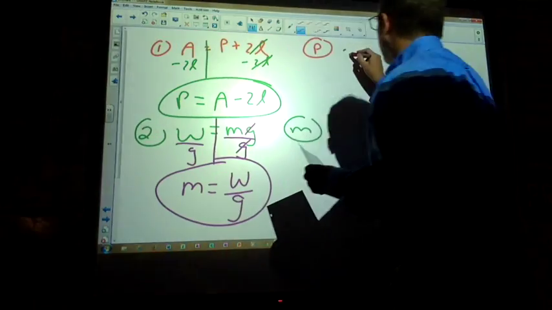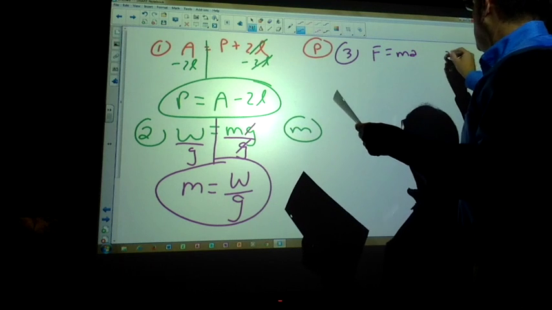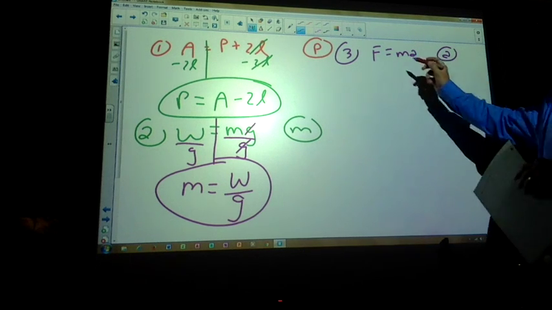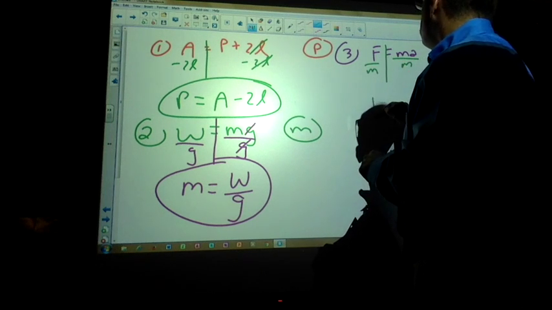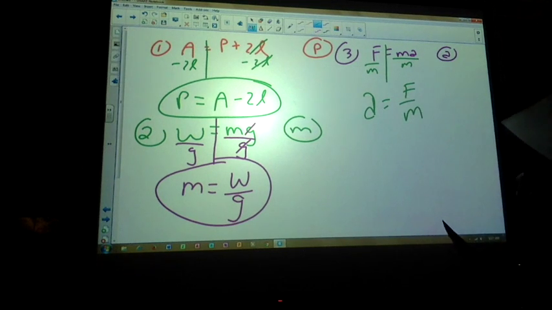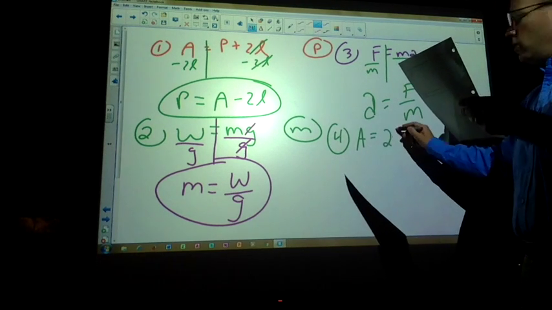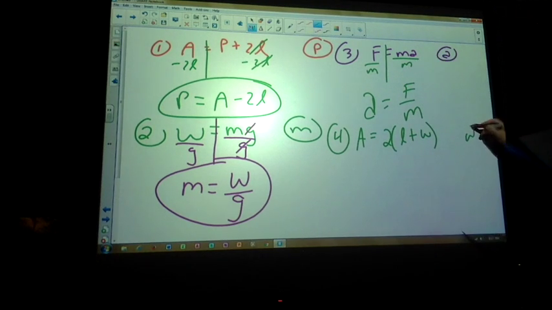Problem number 3. We have F is equal to MA. We want to solve for A. How are M and A being held together? Multiplication. This is force equals mass times acceleration. It's physics. So I'm going to divide each side by M. So A is equal to F over M. Sweet. Okay. Number 4, we have A is equal to 2 times the quantity L plus W, and we want to solve for W.